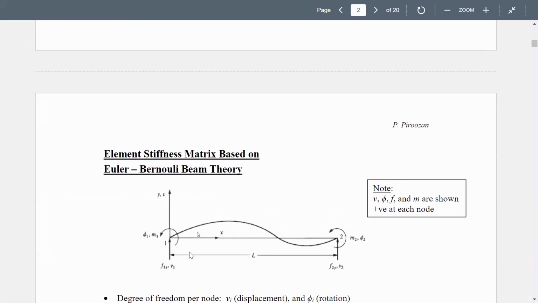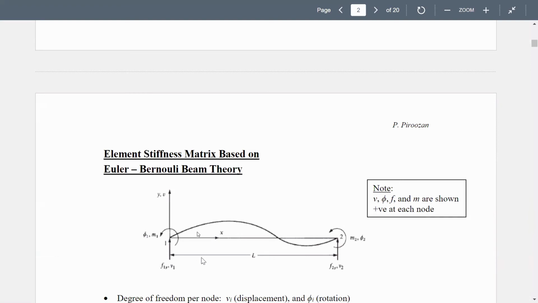How many degrees of freedom? Anyone can tell me? How many degrees of freedom do you see here? 2. What are they? You are right. What are they? V and M. V and not M. M is a load. But degrees of freedom are displacements or rotations. So it is V1 and phi1. Phi is rotation. Very good.